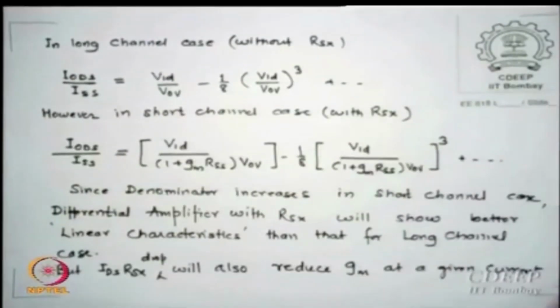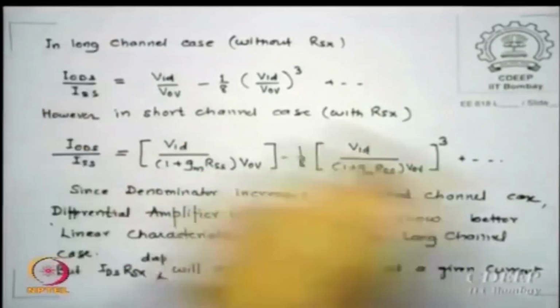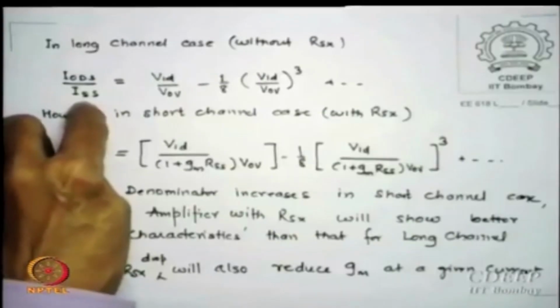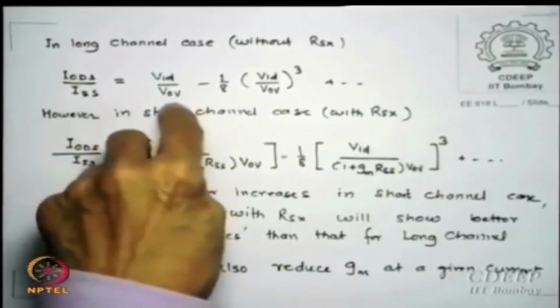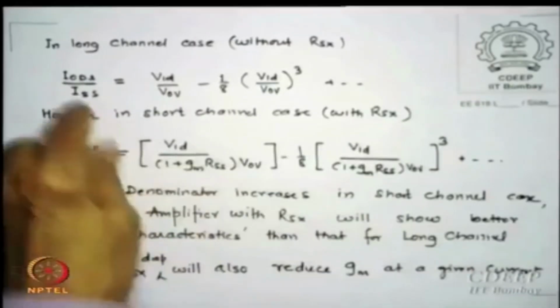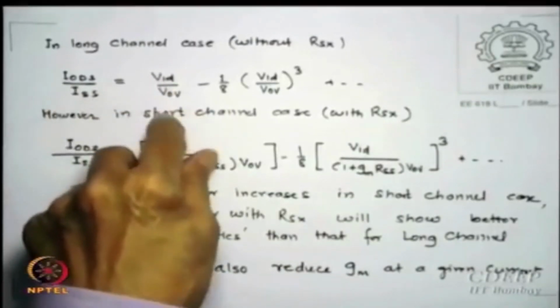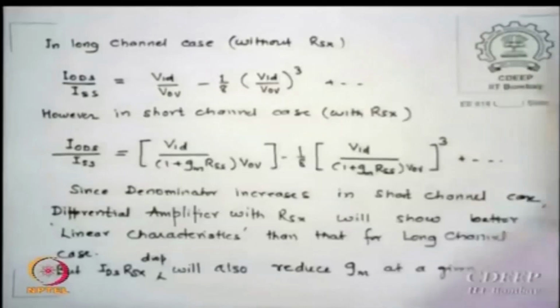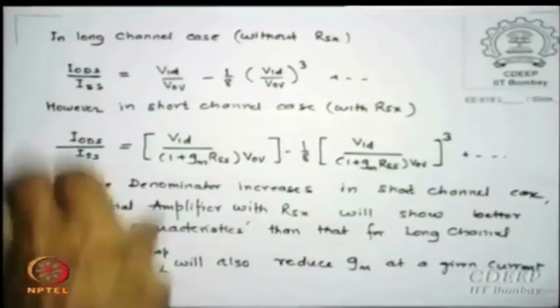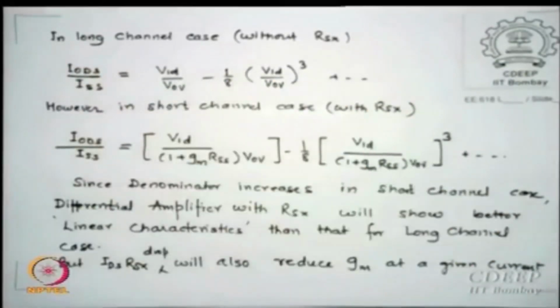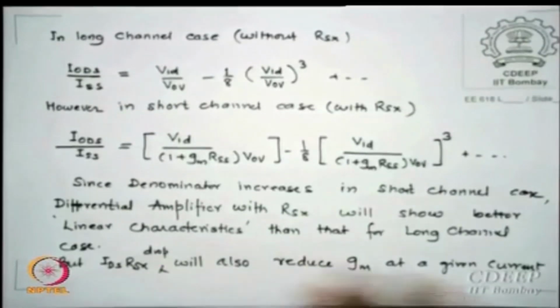Is the transconductance word clear? Output is the current, input is the voltage, so I am just doing that. This is the current actually obtained at the output, ISS is the normalized current, and VID is your voltage. So IODS by ISS is VID by VOV minus 1/8 of VID by VOV cubed plus higher terms. These two terms, up to the cubic term, are good enough. So for a long channel device, this is the expression.